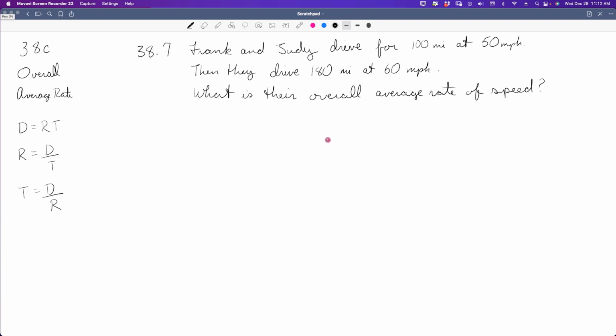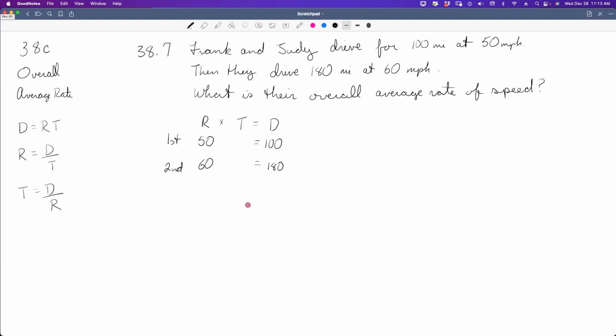So here is our first problem, 38.7. Frank and Judy drive for 100 miles at 50 miles per hour. So their first leg of the trip, their rate is 50 miles per hour. We don't know their time, but we know their distance. Rate times time equals distance. Their distance is equal to 100 miles. And then we know on the second leg of the trip that they drive 180 miles, and that rate is 60 miles per hour. We still don't know the time, but we do have the distance.